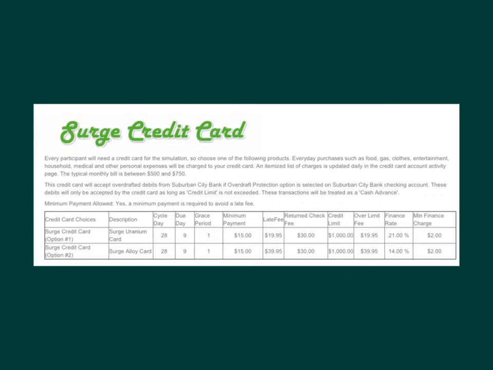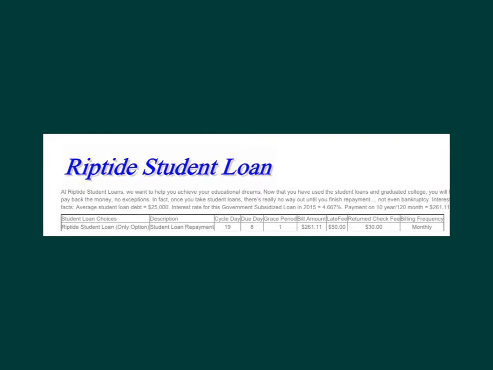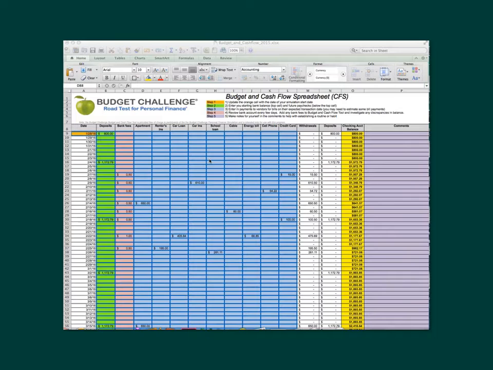Don't forget to pay off your credit card as soon as you can. Low watts energy is your utilities bill and your student loans, all those pesky student loans. Everyone's got one. You need to make sure you schedule that in. You're going to get billed on the 19th. You're going to pay it on the 8th. So that means the 27th of every month, you need to be making a student loan payment. This will take you through how I did that and see where you end up.